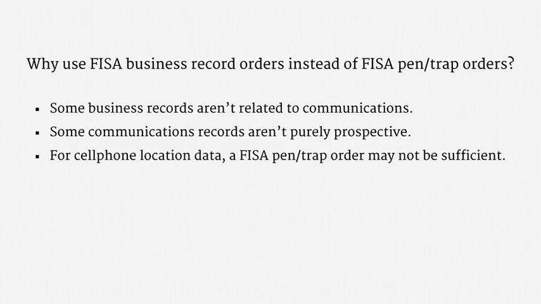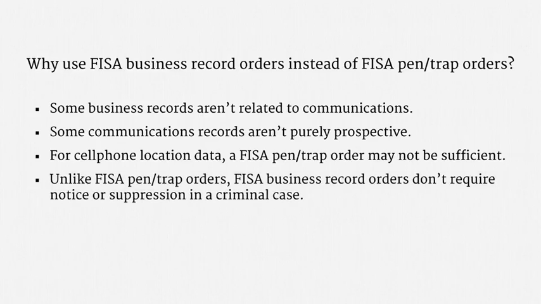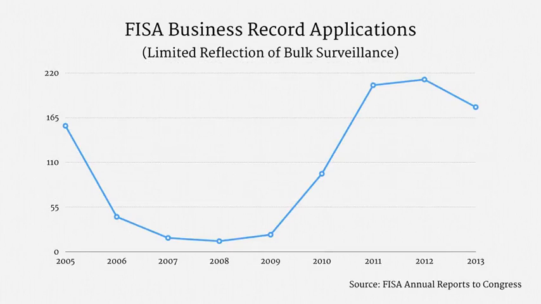There's a final, more cynical reason why the NSA has preferred business record orders to pen trap orders. Recall that if prosecutors want to introduce FISA pen trap evidence against a surveillance target, they have to provide notice, and the target can move to suppress. FISA business record orders don't come with those statutory protections. So, by using business record orders for bulk surveillance programs, there's statutorily less transparency and less opportunity to challenge the programs.